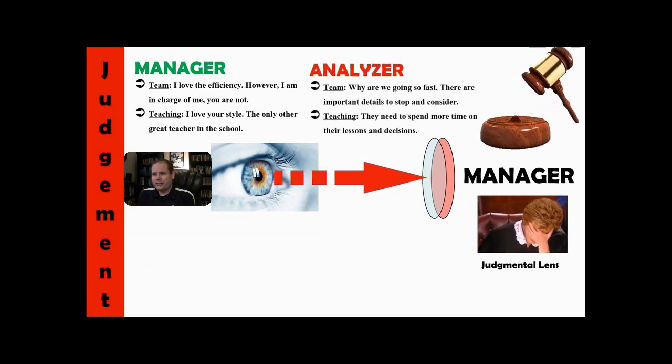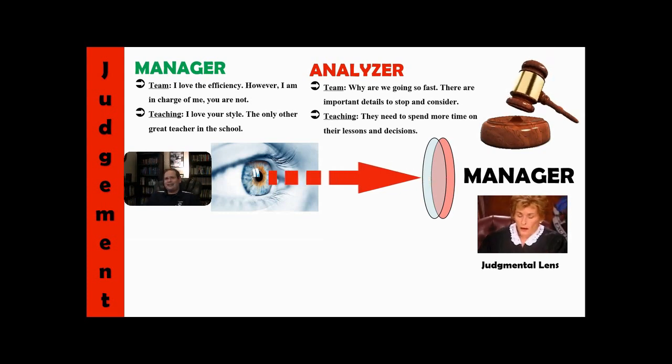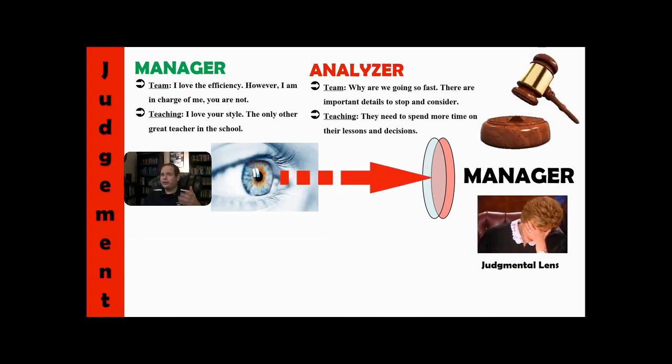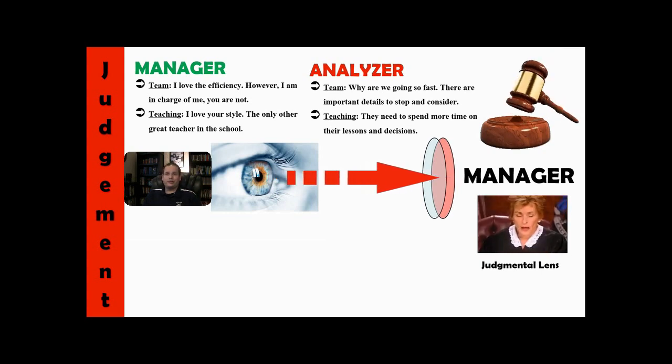All right, so analyzers. Analyzers and managers don't tend to get along. It can be very difficult because analyzers need things slow and methodical, and they like details. And managers don't. They tend to want things quick, and quick decisions tend to be the best decisions in their mind. While for analyzers, quick decisions tend to be the worst decisions in their mind, so that can be difficult.